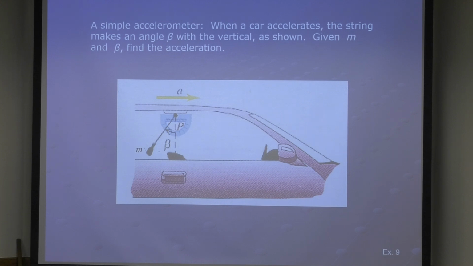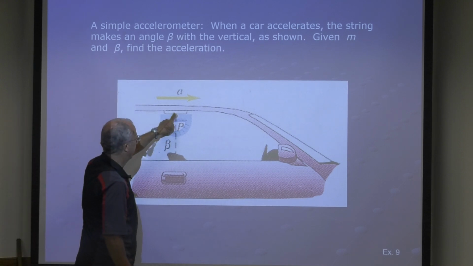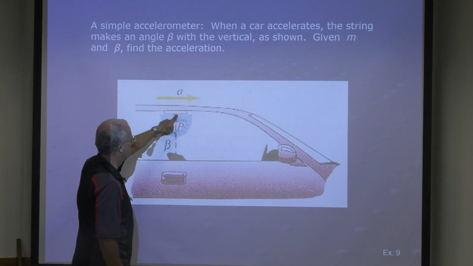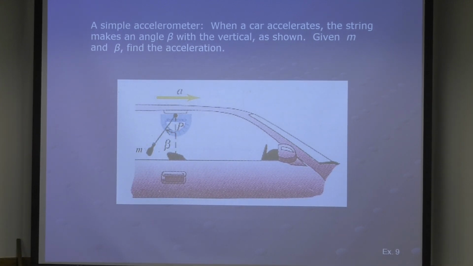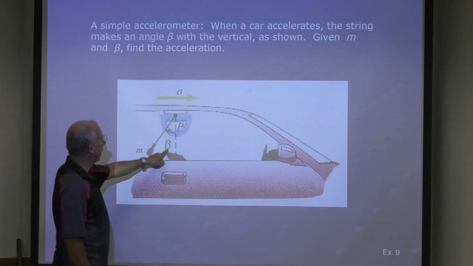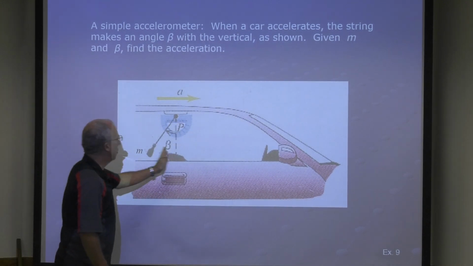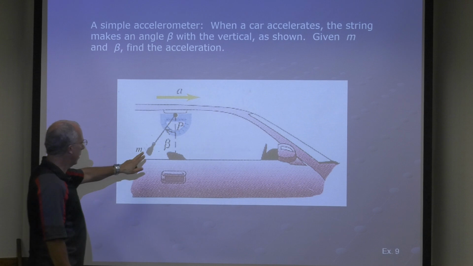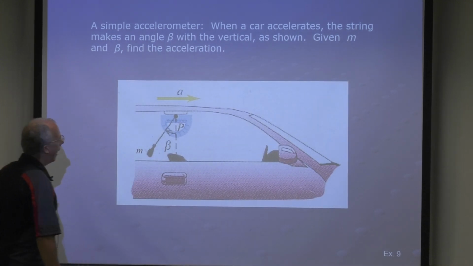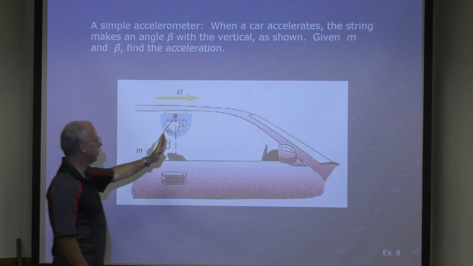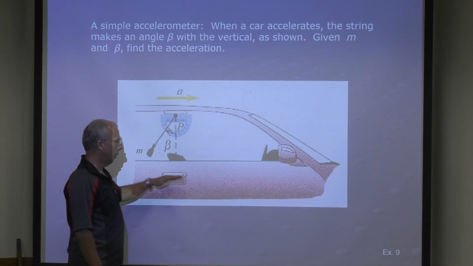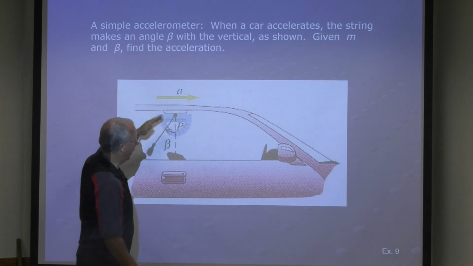Okay, a simple accelerometer. When a car accelerates, okay, so this is a piece of string attached to the roof somehow, and this is a weight. When a car accelerates, the string makes an angle beta with the vertical as shown. Given m and beta, find the acceleration. Kind of makes sense, right? If the car's at rest, the mass is just going to hang down. But if it accelerates, whoop, right?